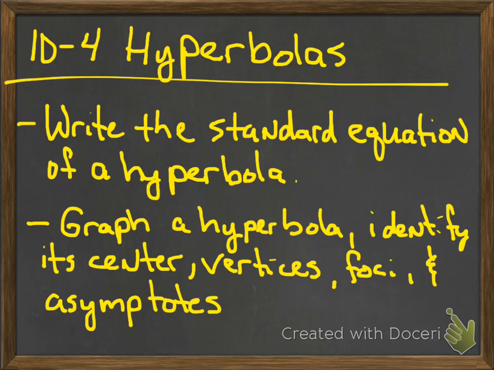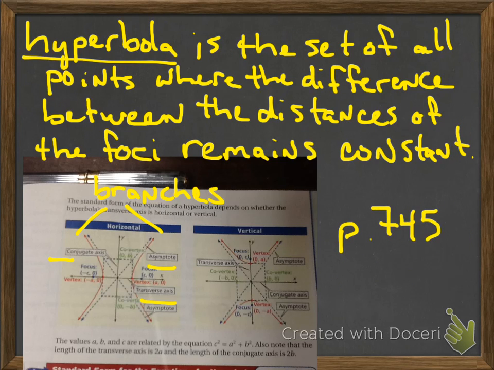So, first off, you need to know what is a hyperbola. A hyperbola is the set of all points where the difference between the distances to the foci remains constant. So this is a little different than the ellipse. I always think of hyperbolas as opposite parabolas or reflected parabolas. Those reflected parabolas are called branches, and there are two asymptotes that crisscross each other, which the branches go towards.